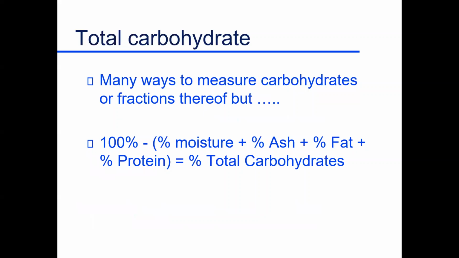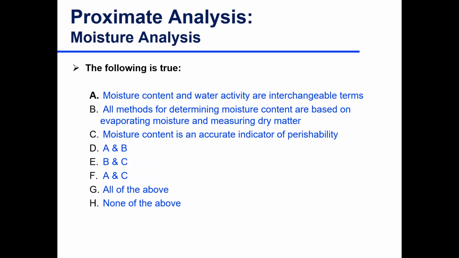Again, there are many ways to determine carbohydrates or fractions thereof. But like I say, that gets really very complicated if you want to get total carbohydrates, because of the diversity of these sugars or carbohydrates, I suppose I should call them. And so, yes, we measure everything else, moisture, ash, fat, protein, subtract from 100, and that gives us carbohydrates. We assume that everything that's left is carbohydrate.